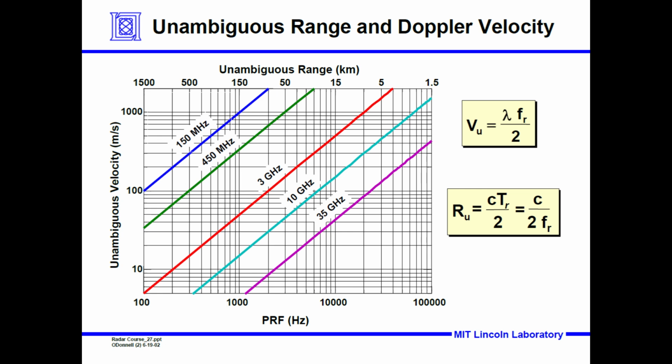We'll later cover how to unravel these ambiguities to measure velocity accurately, but for now, let's consider the first two examples. First, let's look at air traffic control radar. Suppose we want an unambiguous range of just under 150 kilometers, which corresponds to a PRF of about 1000. If we build the radar at 3 GHz, we'll get an unambiguous velocity of around 60 meters per second, or about 100 miles per hour.